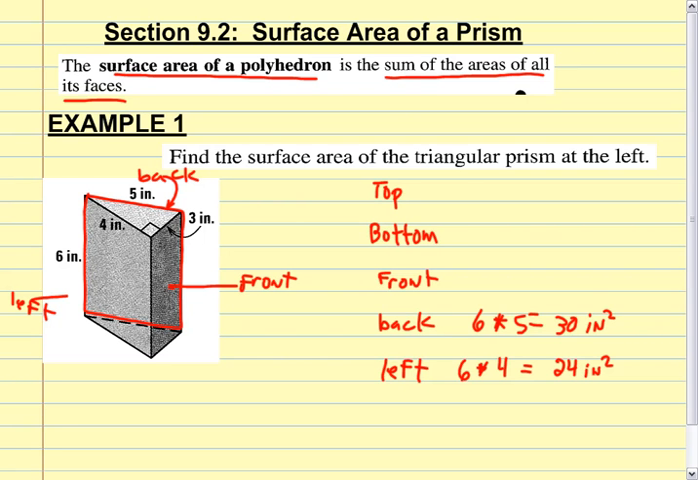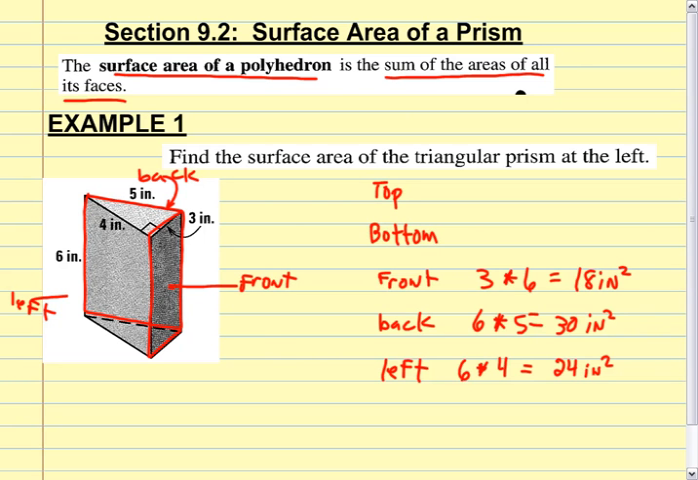Who wants to do another one for me? Barry. You want to do the front, so you want to do this one? Okay. Well, what is the base and the height of that one? Okay, the base is 3, and the height is 6, right? So what's the area? 18 inches squared. Okay, well, we're getting there. Who wants to do another one for me?